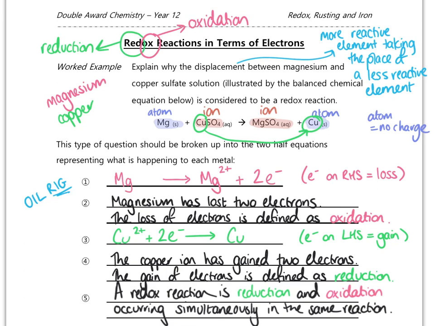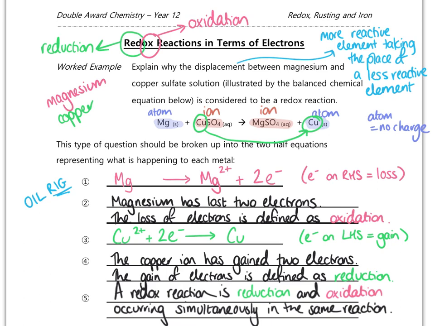And so you simply have to state that a redox reaction is reduction and oxidation occurring simultaneously in the same reaction. You've proved that reduction is taking place with the copper. You've proved that oxidation is taking place with the magnesium. And because this is happening in the same reaction, it is a redox reaction. So this is probably the hardest question you could get within this topic, and it's really important then that you have practice of taking a balanced simple equation and splitting it into two half equations and explaining why reduction and oxidation are taking place in the same reaction.